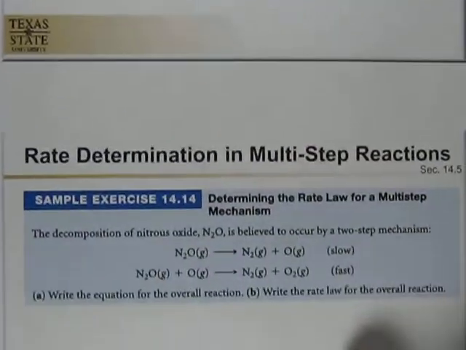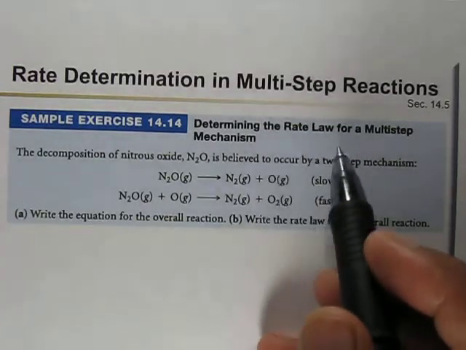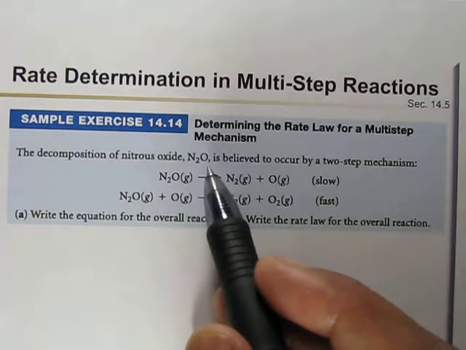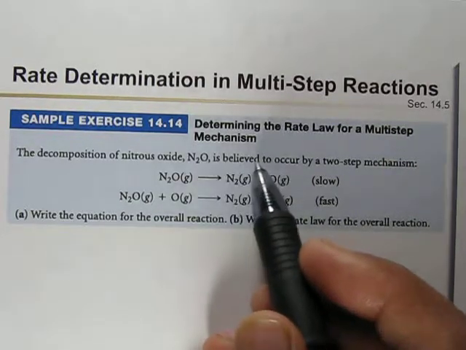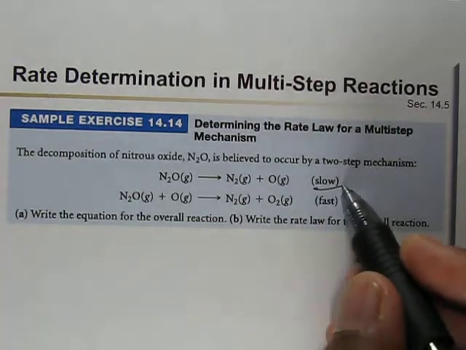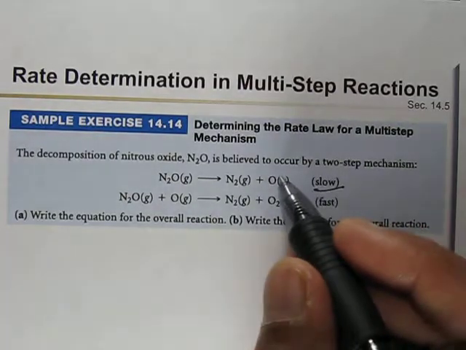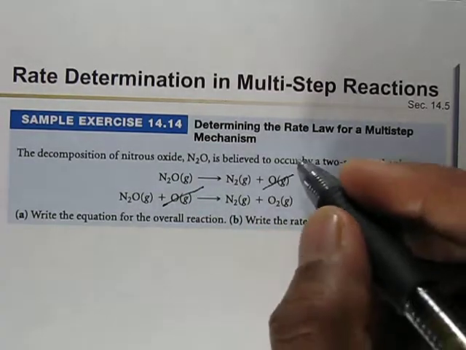So the next slide is this, which shows how to determine the rate law for a multi-step reaction mechanism. The decomposition of nitrous oxide N2O5 is believed to occur by two steps. The first step is slow, and here you can see oxygen, this O, is coming in on the product side and the reactant side both, so we have to cancel. This is my intermediate.